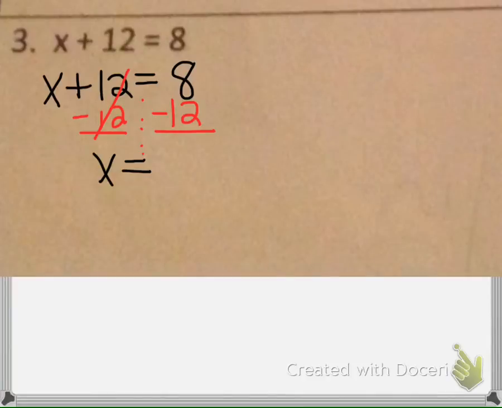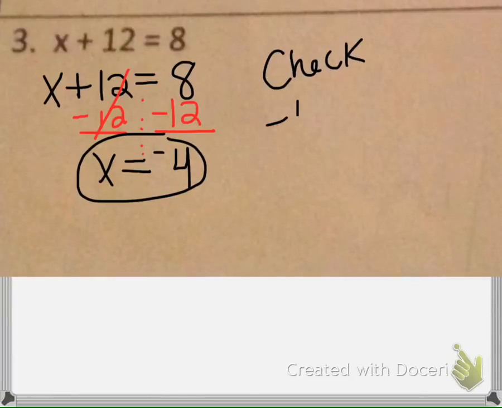Bring down my equal sign. Then I have 8 minus 12. Do I have same signs or different? Different signs, subtract. 12 minus 8 is 4, and that would be a negative 4 because 12 is the larger number. Okay, let's do a check on this.